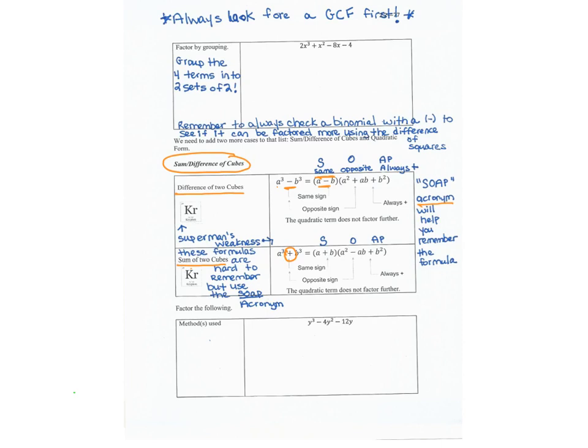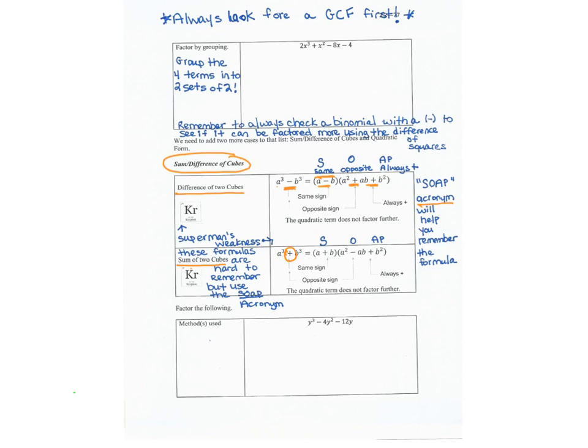O stands for opposite. So if I have a minus sign in my original problem, the second sign that I have will be the opposite of the minus sign, a plus sign. And then AP stands for always plus. So my last sign is always a plus sign.